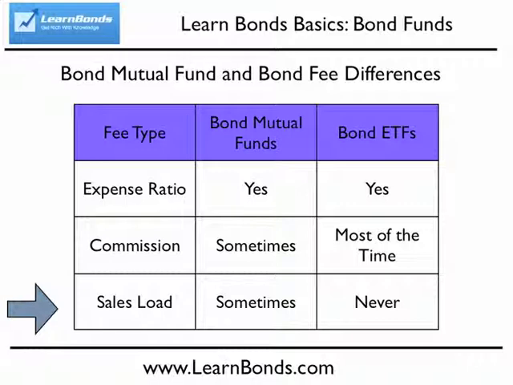Many mutual funds that have a sales load can also be bought without a sales load, however, by choosing a different share class. Because of this, Learn Bonds recommends not buying funds that charge a sales load. ETFs do not have sales loads, so many people think they are cheaper than mutual funds. This can be true, however, because many mutual funds can be bought without paying a commission or a sales load, mutual funds can be cheaper if you're making a lot of small investments.